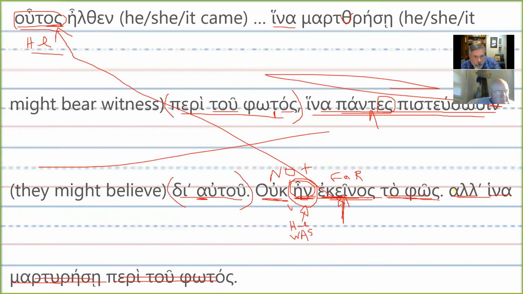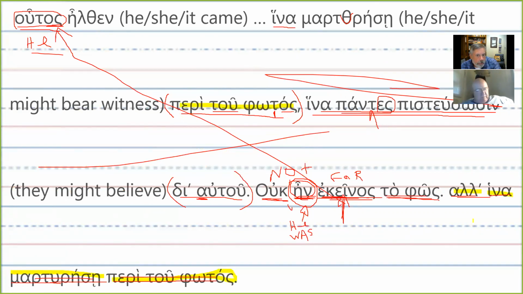This is going to be rather or but, in order that. Maturesai, they've already given us that word up here. He, she might bear witness. So they didn't repeat it. In order that he, she, it might bear witness concerning the light. Okay, so here's the pateri. We've already had the pateri before, right here. Pateri to photos. So we got the exact same thing, so it's going to be the exact same translation: concerning the light.